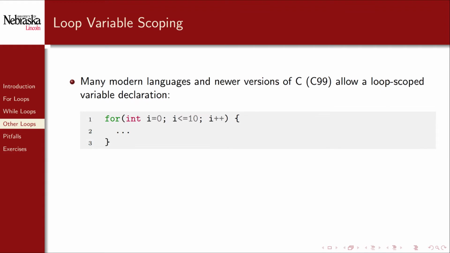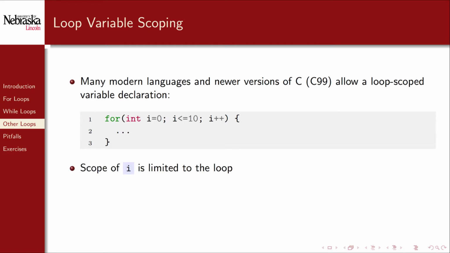Most modern programming languages, and in fact more recent versions of C, allow you to limit the scope of your iterator variable to the loop itself. This is done by using the following syntax, where the variable declaration is done inside the for loop's initialization statement. By using this syntax, the variable i does not exist beyond the loop. Any attempt to use it after the loop will be a compiler error.